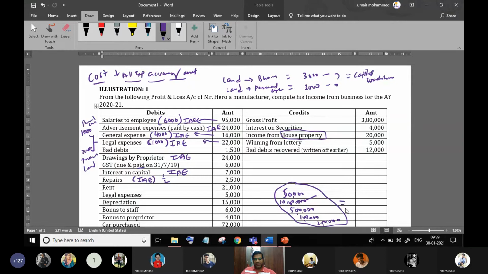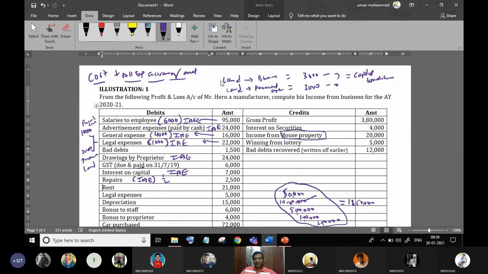So while recording the value of this machine in the balance sheet, I'll add everything. 10, 15, 16, 18, 18 lakh 50,000. So I will show this in the balance sheet, cost of asset as 18 lakh 50,000. So same thing happens here.